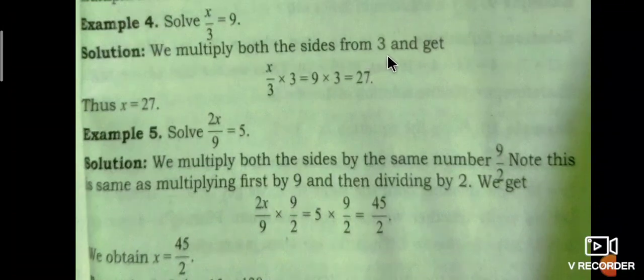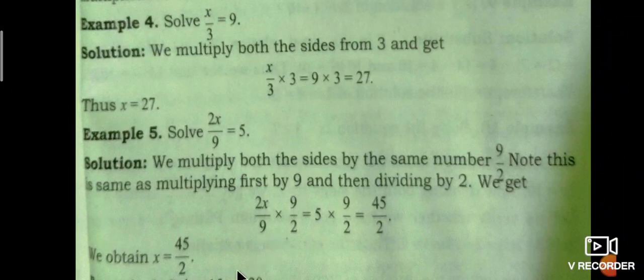Multiply both sides by 3. We get x by 3 into 3 is equal to 9 into 3, which is 27. Similarly, the same example 5: solve 2x by 9 is equal to 5. We multiply both sides by the same number, 9 by 2. Note this as multiplying by 9, then dividing by 2. We get 2x by 9 into 9 by 2 is equal to 5 into 9 by 2.